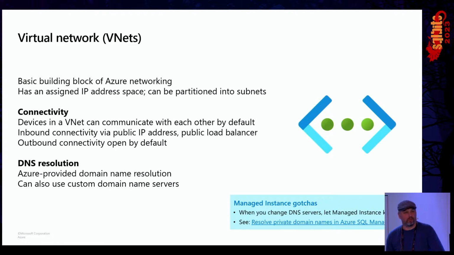So virtual networks, most of you at least are aware of their existence. It's a basic building block of Azure networking. It has an assigned IP address space. It can be partitioned into subparts, which are called subnets. The devices inside the same VNet can communicate with each other by default. The inbound connectivity via public IP addresses and public load balancer, and outbound connectivity are open by default, meaning you can reach out by default. On the DNS front, we have Azure-provided domain name resolution, and you can also use custom domain name servers.